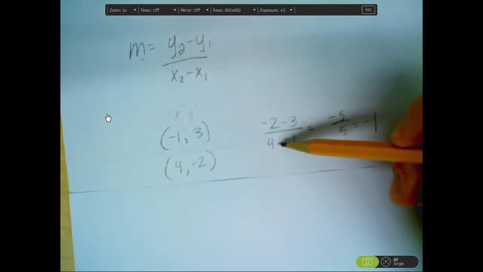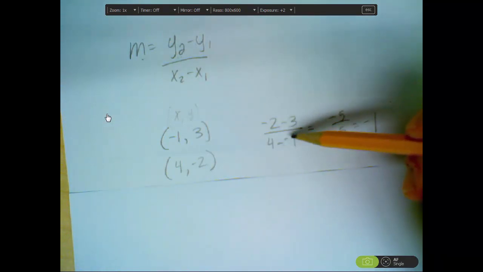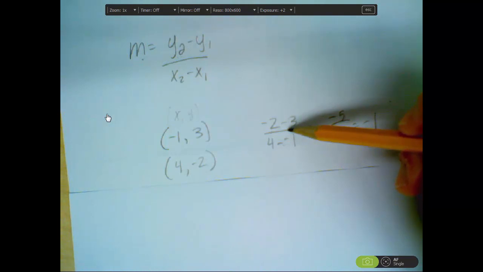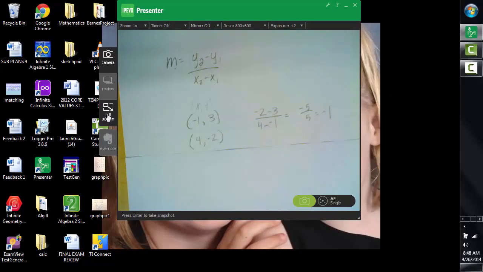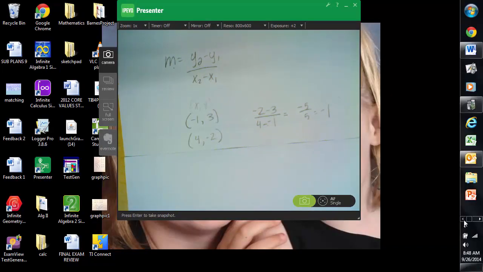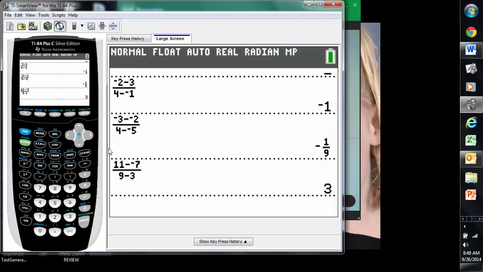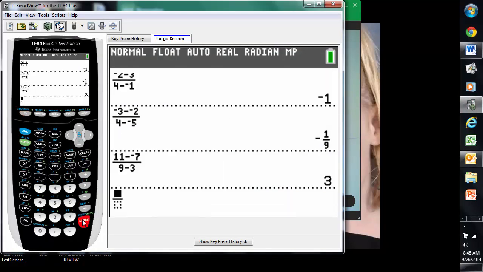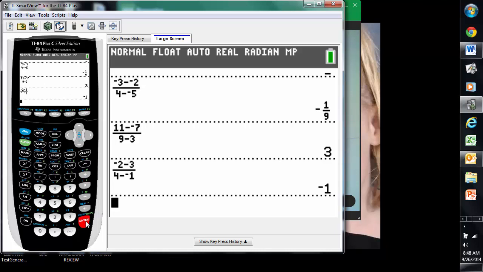Now I don't even need you to memorize that minus a negative is plus and plus a negative is a negative. I need you to be able to go to the calculator, hit alpha y equals, enter. And the top of our fraction was -2 minus 3, and the bottom of our fraction was 4 minus -1. Final answer, -1. Let's do another example.